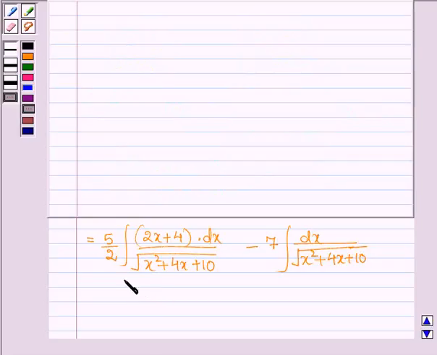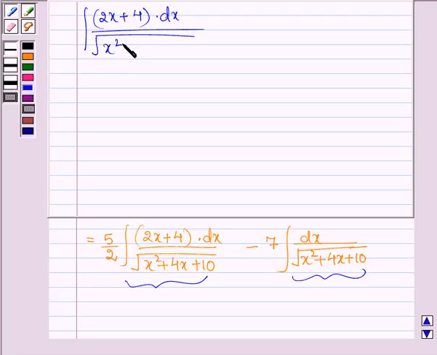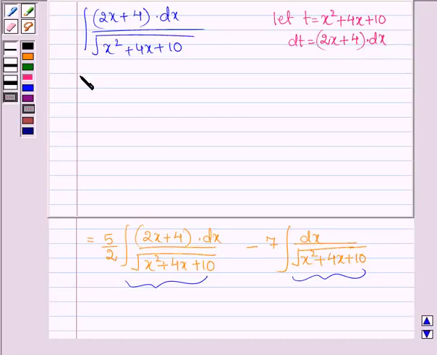Now let us solve both these integrals one by one. First let us solve the integral of (2x + 4) dx upon root over (x² + 4x + 10). Let us take t equal to x² + 4x + 10. So this implies dt is equal to (2x + 4) dx. So this integral can further be written as dt upon root over t. This is equal to 2 times root over t plus a constant c1.